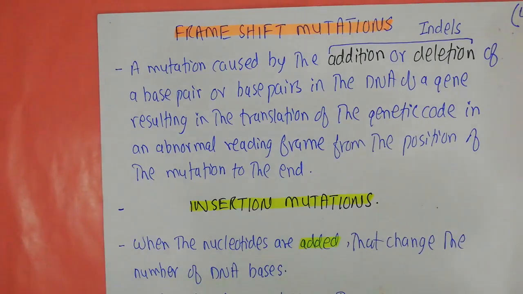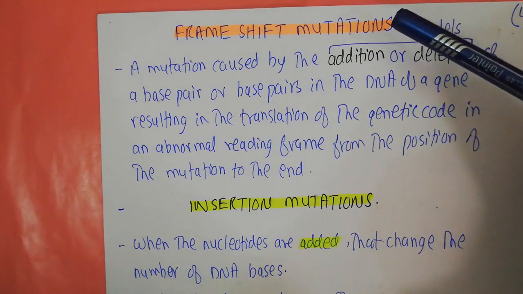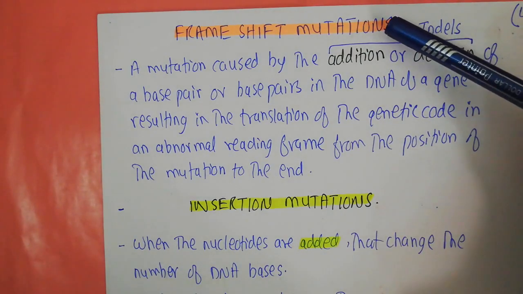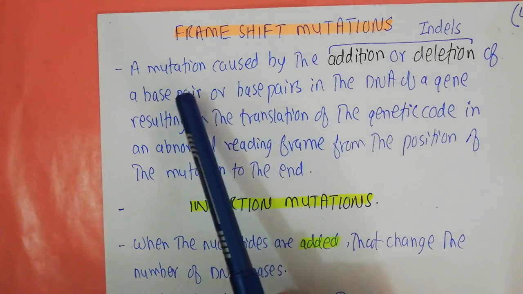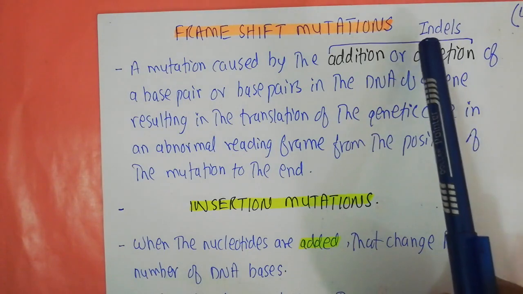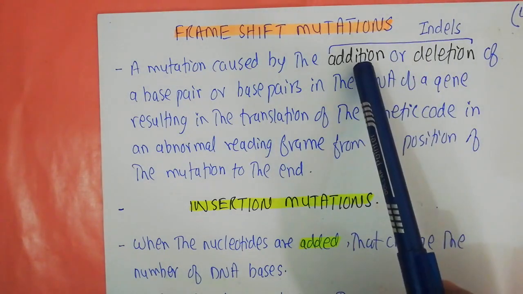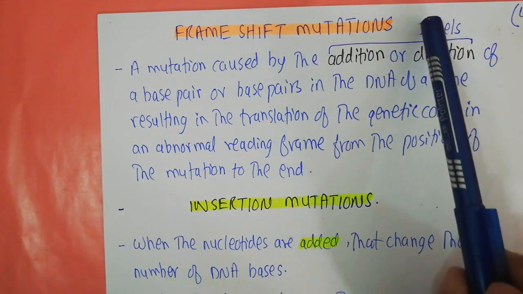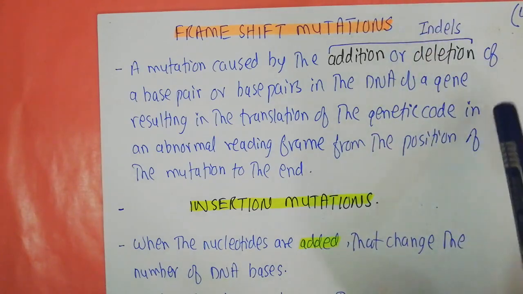The second type of gene mutation is called the frameshift mutation. Now, frameshift mutation is a mutation caused by the addition or deletion. You can refer to them as indels. When you talk about addition or deletion, generally it is called indels.